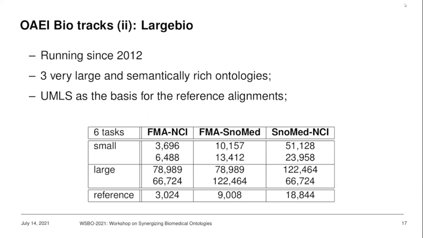Another track that I introduced in 2012 was the large bio track that included FMA, NCI, and SNOMED. It was called large bio because I wanted to push the limits of the state-of-the-art systems back in 2011 and 2012, because they were able to cope with the anatomy track more or less. But when I brought in SNOMED, which was 100 times bigger than the anatomy ontologies, this was causing some issues. The reference alignment relies on the UMLS mappings.